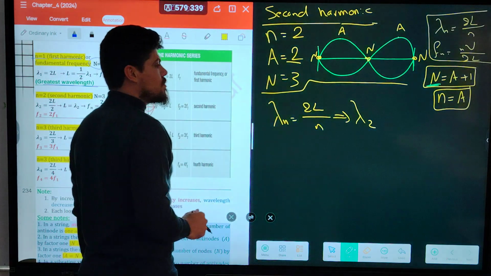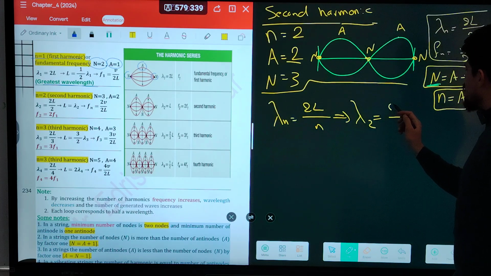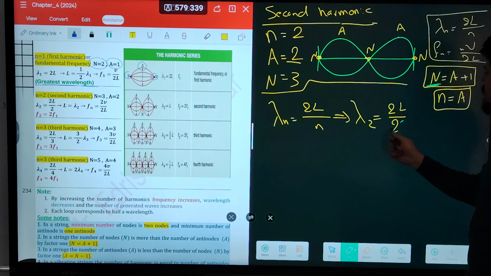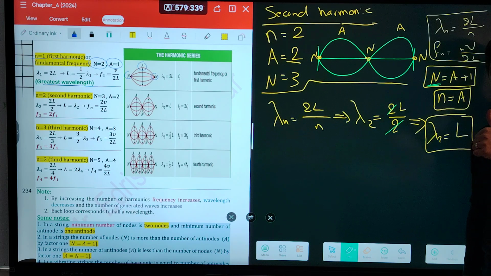Wavelength in the second harmonic, lambda 2, is equal to what? 2L over 2. This 2 will be cancelled. Lambda 2 is equal to what? Is equal to L. Can we say this is the longest wavelength? No. Longest wavelength means lambda 1, not lambda 2.